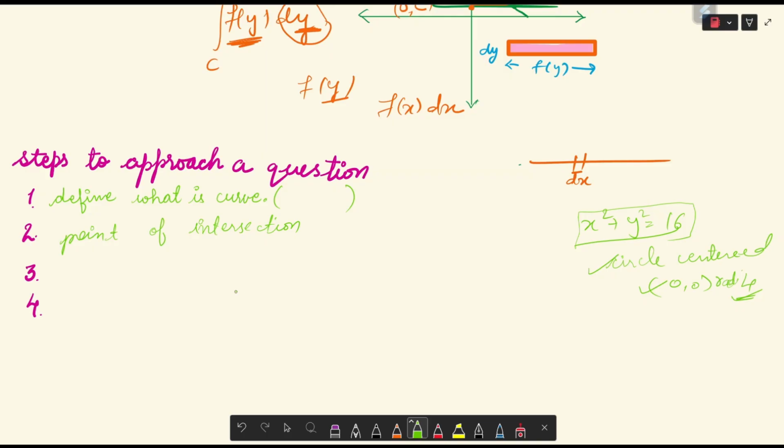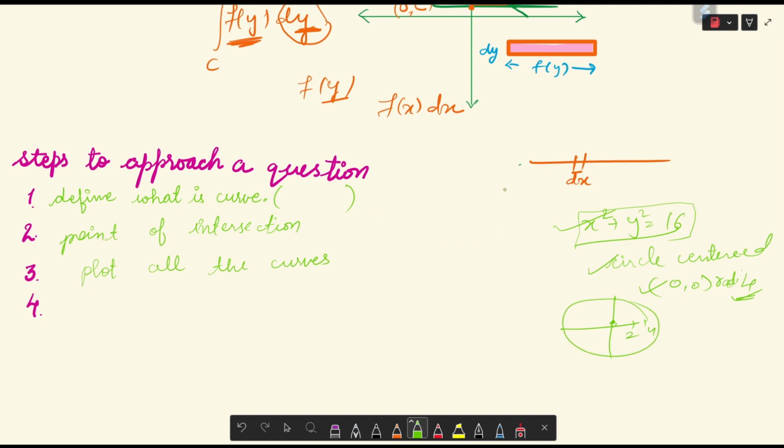Then you have to plot all the curves. According to the question, how do you plot a curve? Like if this is a circle, then you know its center is 0, 0. We'll take radius 4, say, and then we'll make a circle.